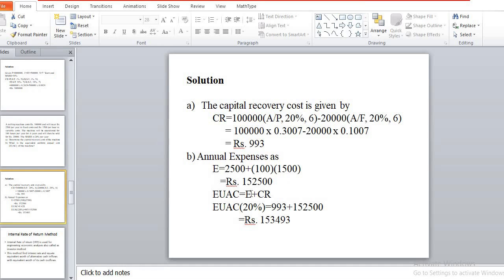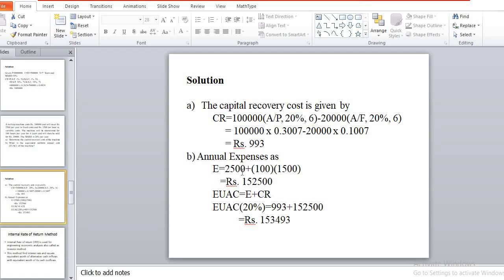Now we have to find the expenses. The expenses are 2,500, which is a fixed cost. But the variable cost is given as 1,500 per hour, and these are for 100 hours, so it is multiplied by 100. That we will calculate like this: 100 into 1,500 into 100.